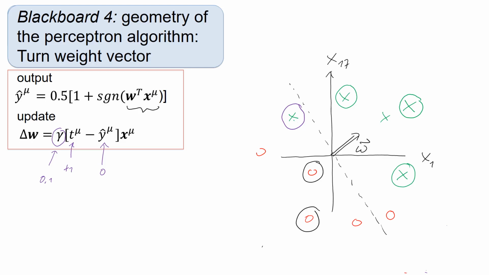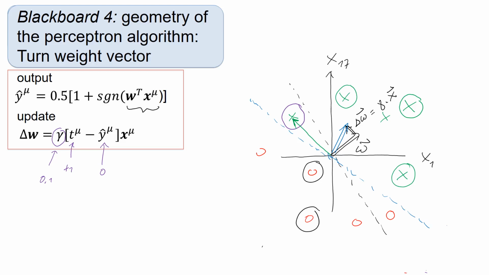X is the vector of the data point that is misclassified. Now I make a small change of the weight vector, delta W, which is in the direction of x with this prefactor gamma. And then what's the new direction of the weight vector? The new direction of the weight vector would be this. And that means the new hyperplane going through the origin is this one here. And I've solved the problem.